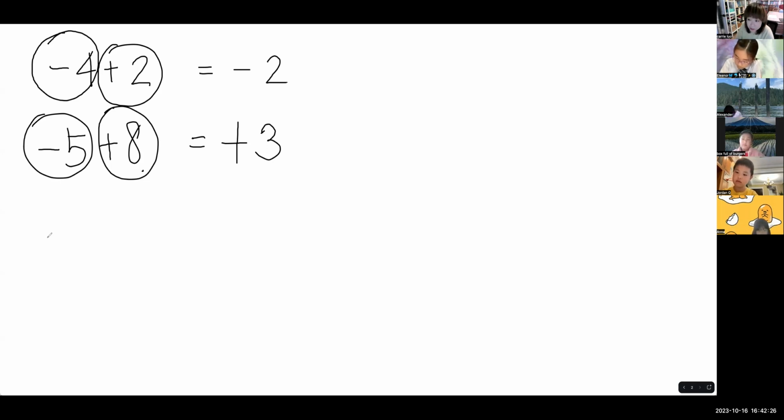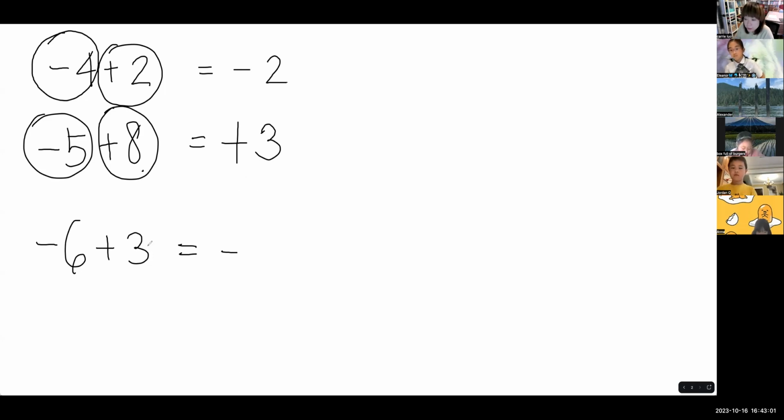Alexander, let's take a look at this one. Negative 6 plus 3. Let me ask you, is this number negative or positive? Hello, Alexander? Negative. Can you just keep your mic on all the time? Because every time I call your name, it's a long wait. Just turn it on all the time. I don't want to wait that much time.